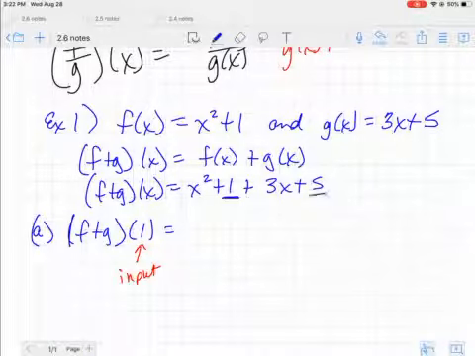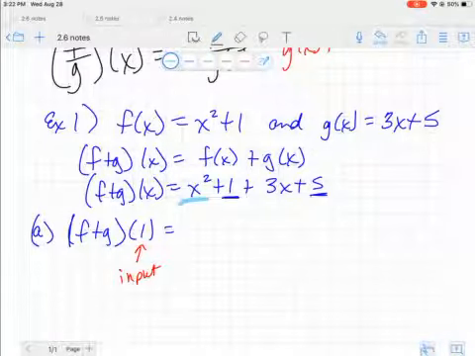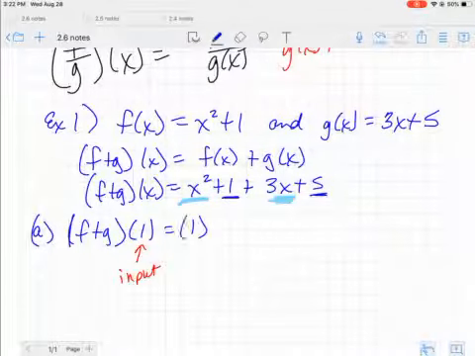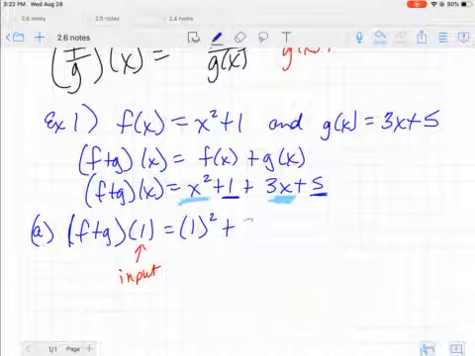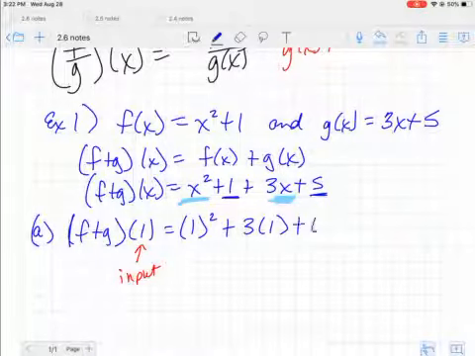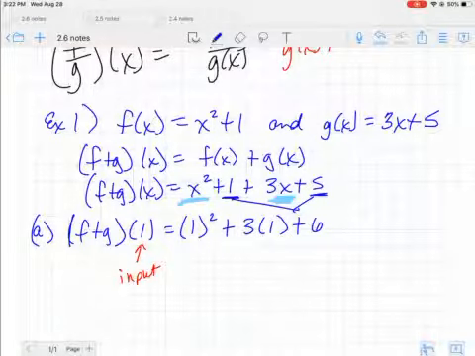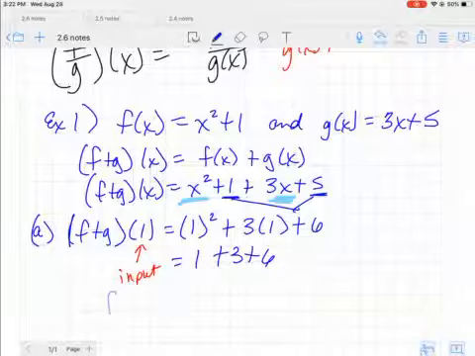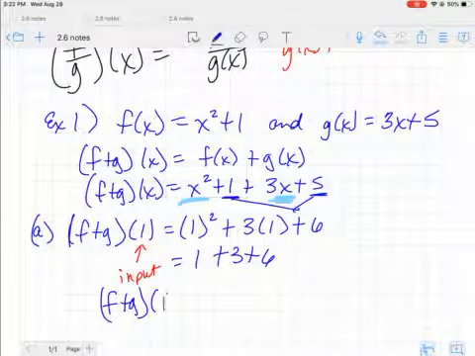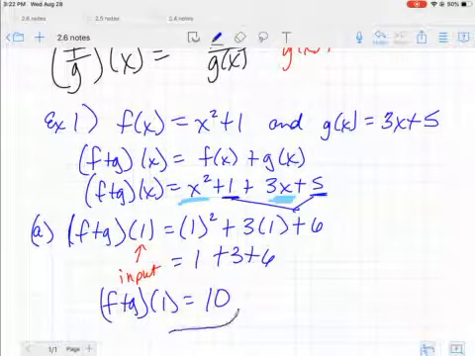Then you have your like terms that you can put together. Everywhere you see an x, that's where you're going to put that 1. So let's put this together. We have 1 squared plus 3 times 1 plus 6, and that 6 comes from that 5 plus 1. Then you just simplify: 1 plus 3 plus 6. So (f plus g)(1) is equal to 10.